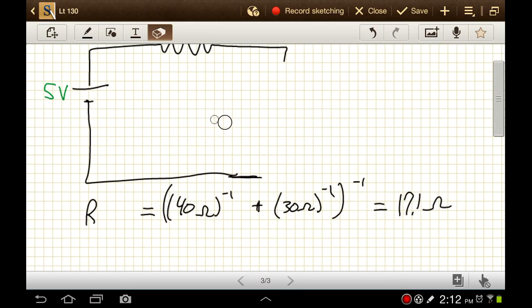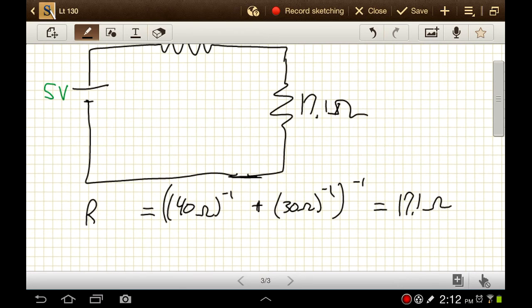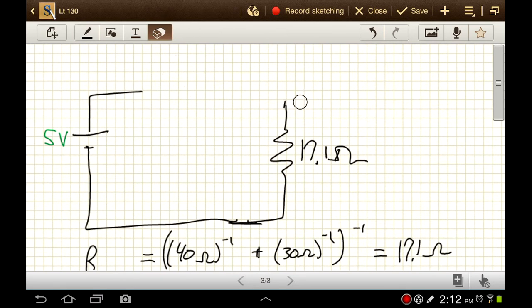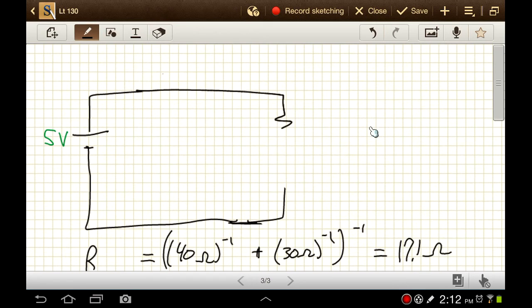Okay, and replace that with a single resistor whose value is 17.1 ohms. Alright, and then I have just these two in series with each other, so we'll add those together. Gives us 27.1 ohms. Just redraw that quick. 27.1 ohms. There we go.